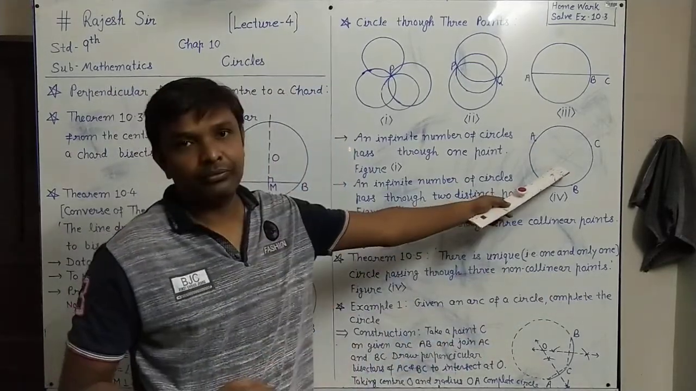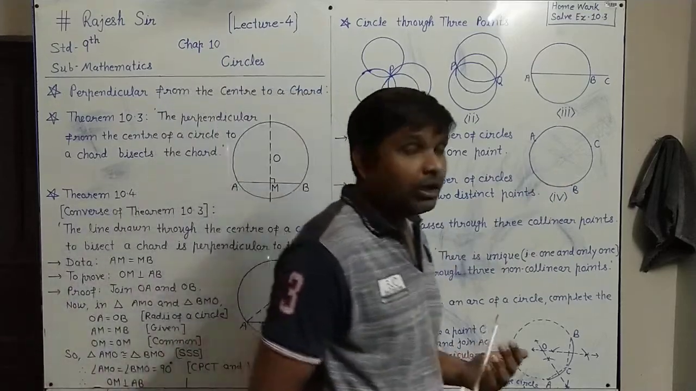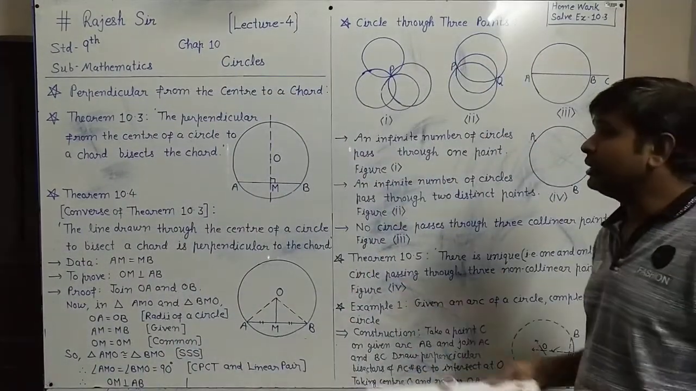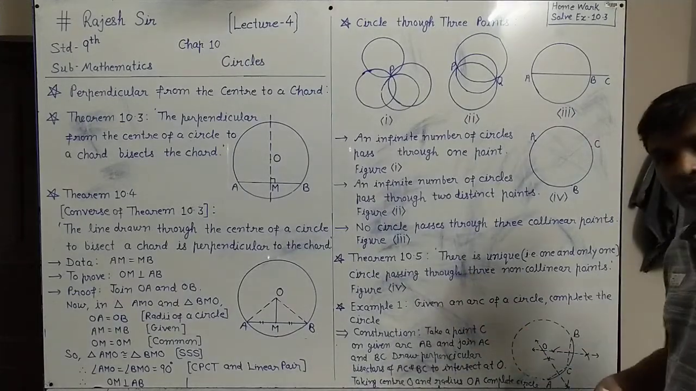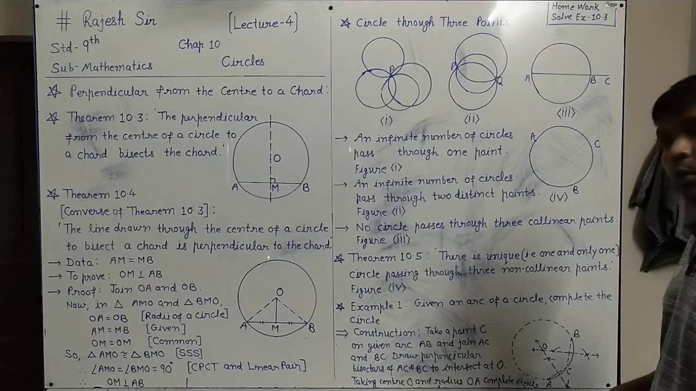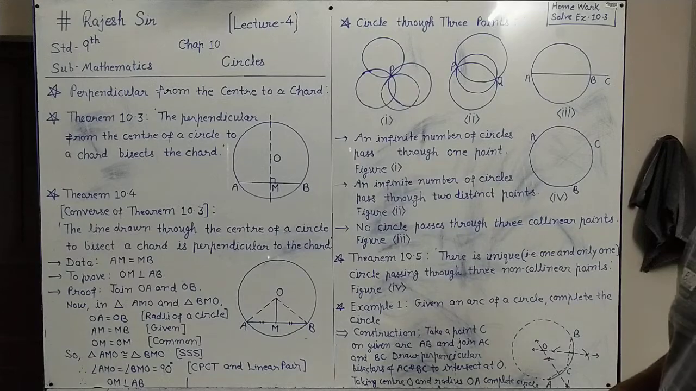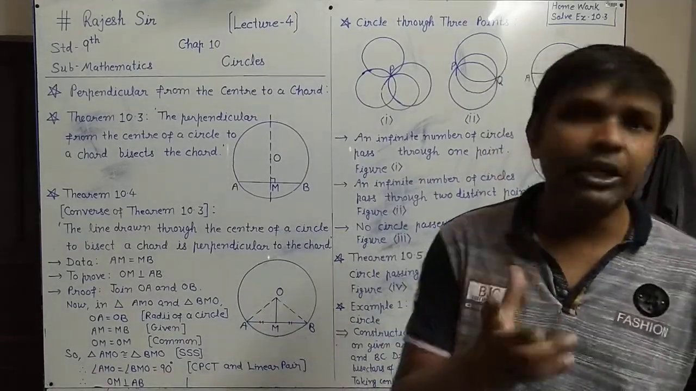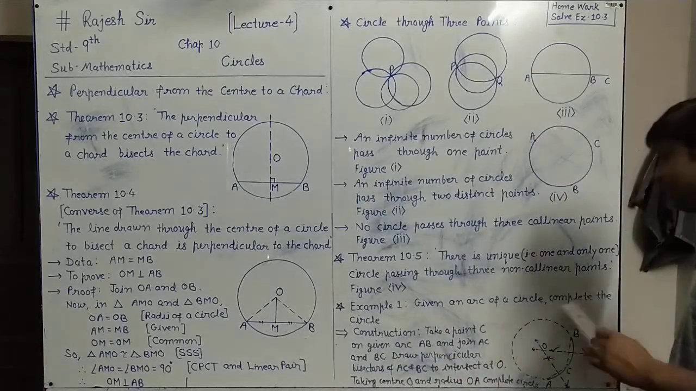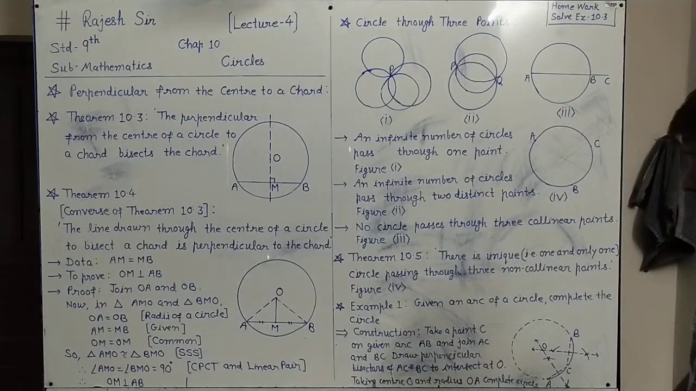This is figure 4. Now after this understanding of theorems 10.3, 10.4 and 10.5, we have example 1 next. Given an arc of a circle, you know the arc is a part of a circle, and we have to complete the circle using that arc. How to do it? Let AB be the given arc, and we want to complete the circle using this arc.